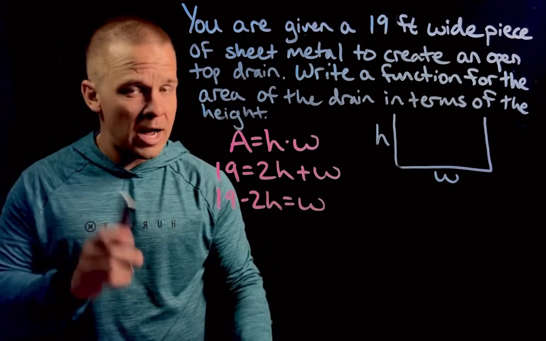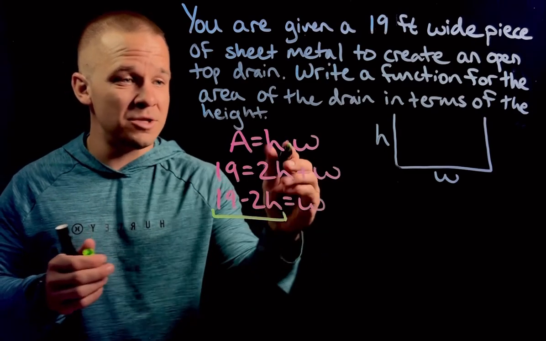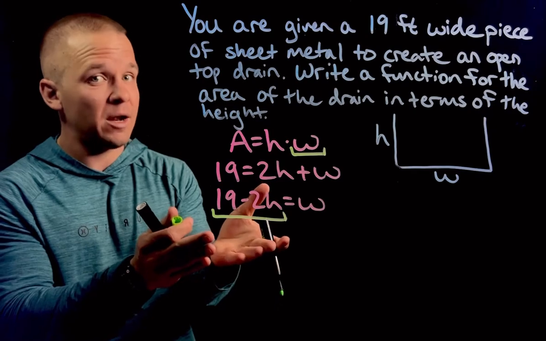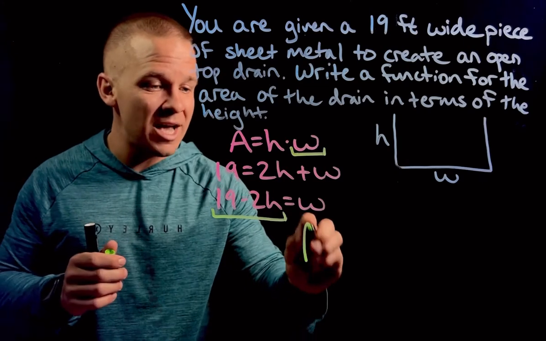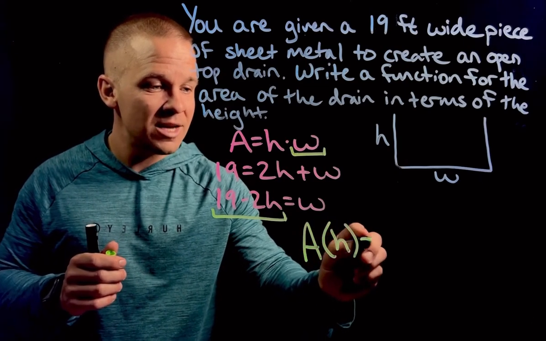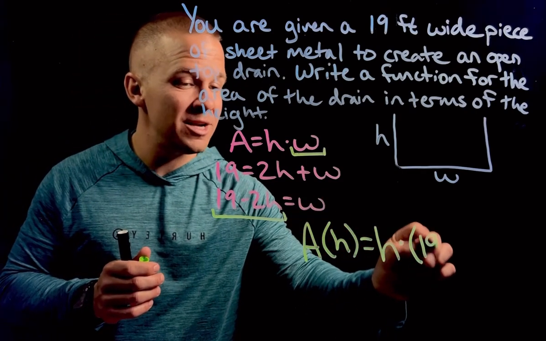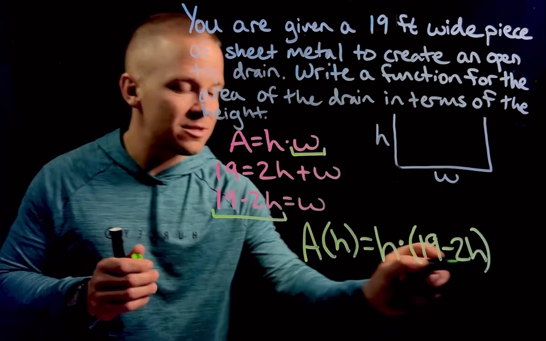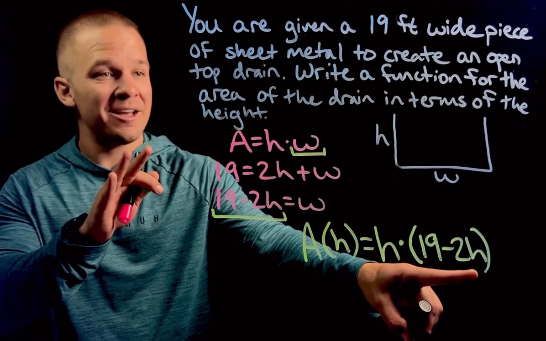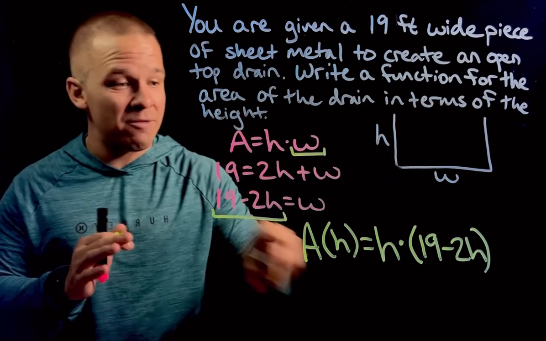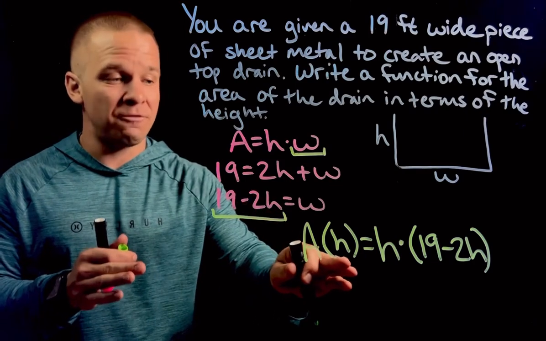Could I take this, the 19 minus 2h, and substitute it in for that W, since it is indeed mathematically equal to that W? Yes, you absolutely can. And now what I'm going to have is the area as a function of the height is equal to my height multiplied by my width that is now written in terms of said height. So I have an area of the drain in terms of the height. That's how it reads, guys. That's function notation. Area as a function of the height is equal to that.